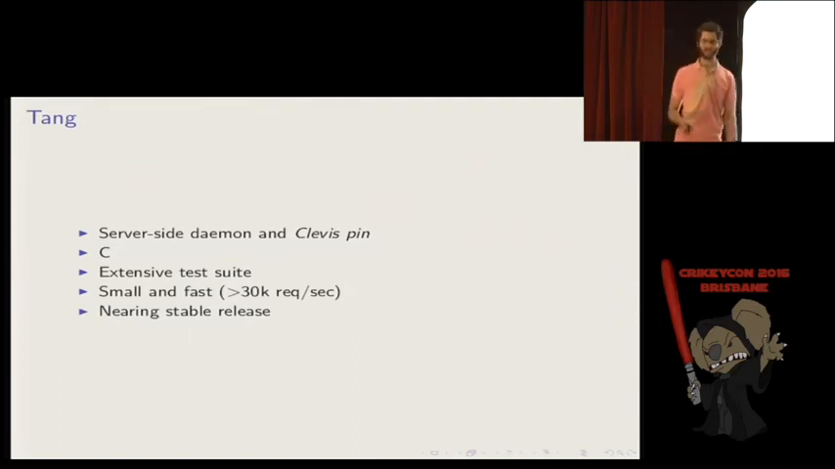Tang. Tang is the name of this protocol. We'll get to why it's called that in a little bit. So Tang is both a server-side daemon, that's the server component, and a Clevis pin. What is Clevis? What is a Clevis pin? We'll get to that in a few slides as well. It's written in C, it's got an extensive test suite, it's really fast and quite a small code base, and it's nearing stable release.